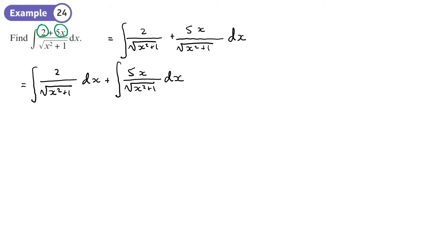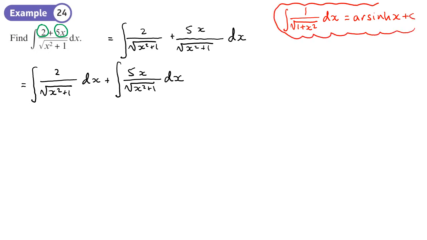Now, we've written them out. These two things look similar, don't they? But the methods are completely different for both. Now, there is a standard result that's in the formula book that says if you're integrating 1 over the square root of 1 plus x squared dx, that becomes arcsinh x plus c. So this result is going to help us with the first bit.